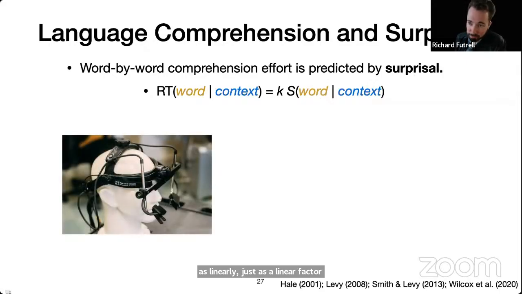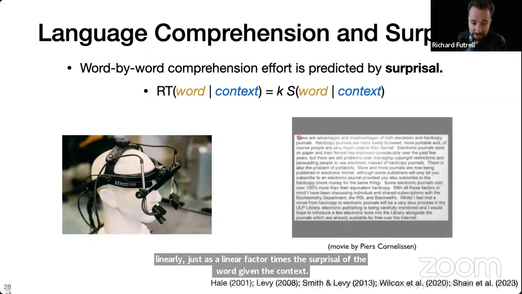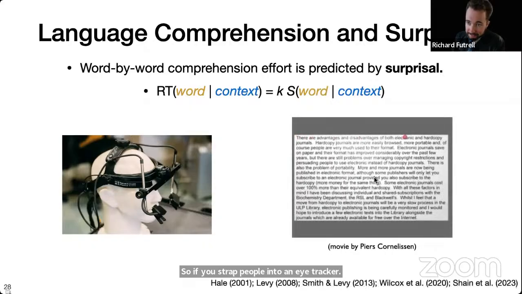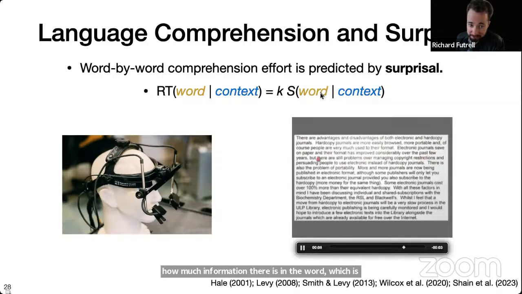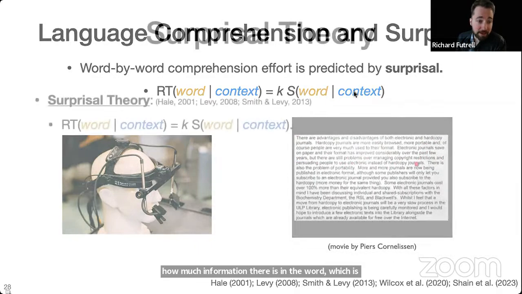So if you strap people into an eye tracker and then have them read a text like this, you get a lot of information from looking at this time course. But the main thing you can look at is just how long do you look at each word before you move on to the next word. And it turns out that is very well predicted by just the surprisal, the information content, how much information there is in the word, which is determined by how predictable the word is given its context.